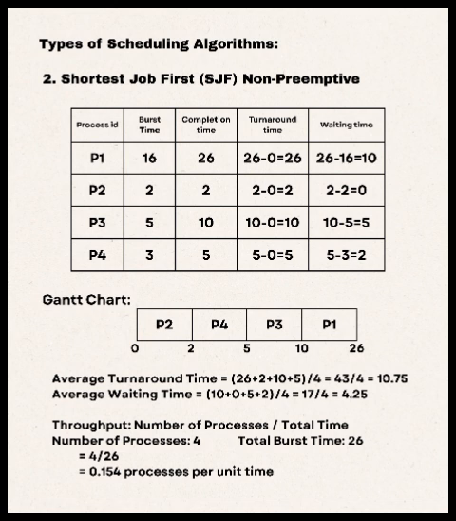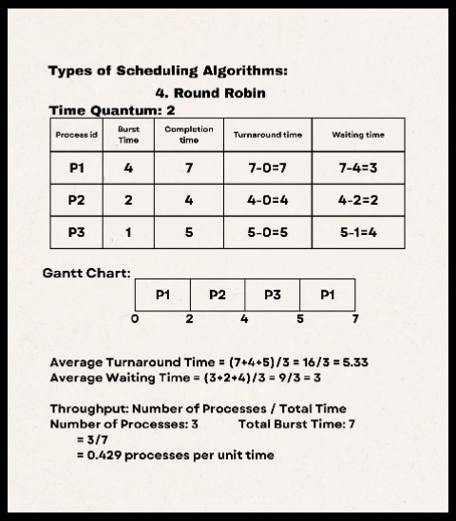And for the throughput, the formula is again the number of processes divided by the total burst time. There are 4 processes and a total burst time of 26, so 4 divided by 26 equals 0.154 processes per unit time. Lastly, we will compute for the round robin algorithm with a time quantum of 2.